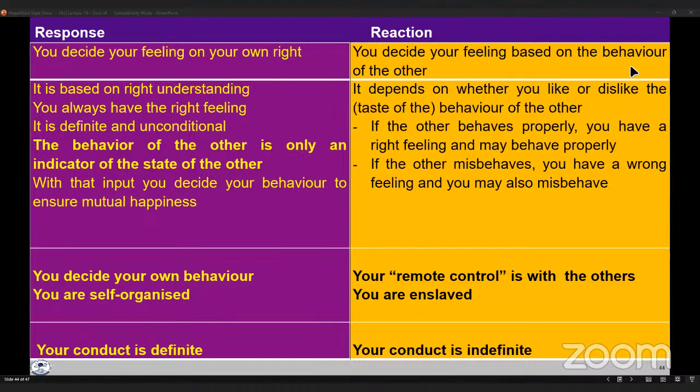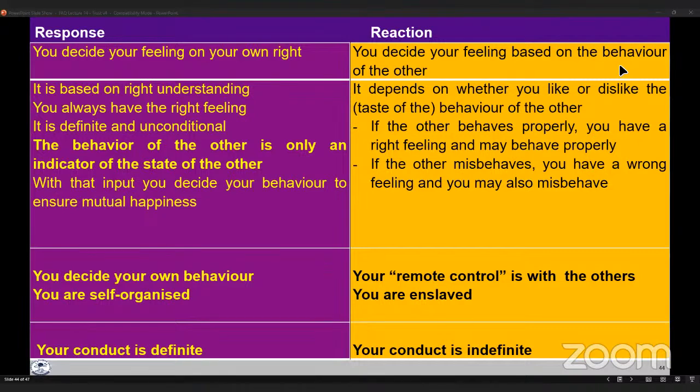But whenever there's reaction, you decide your feeling based on the behavior of the other. So many times you keep saying, but the boss is like this, but the colleagues are like this, but this person is like this only. That's why I had to shout at this person. So we'll have to just see whether we are responding or reacting and what is going on in me at that point in time. Are we aware of it?